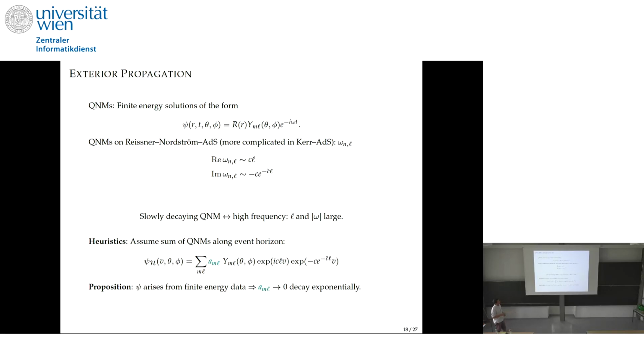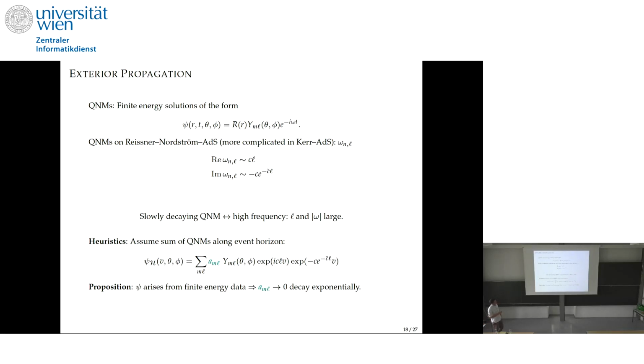So the slow decay of quasi-normal modes is associated to a high frequency phenomenon, L and omega large. So let's take for the heuristics: let's assume that our solution is given by an infinite collection of such quasi-normal modes, and in fact you have to weigh them. I'll give you as a black box that if this arises from finite energy, then those weights have to decay exponentially. Let's assume this is our exterior solution.